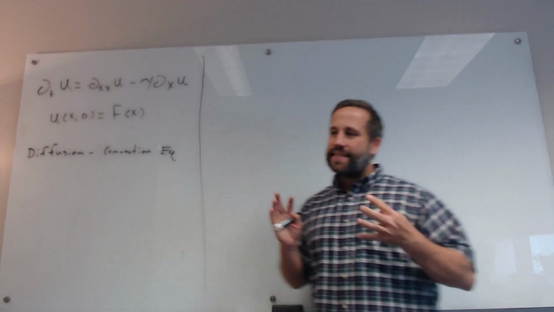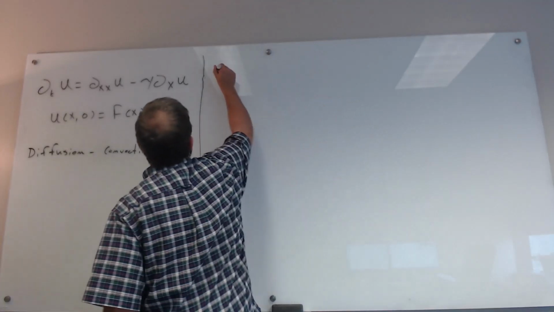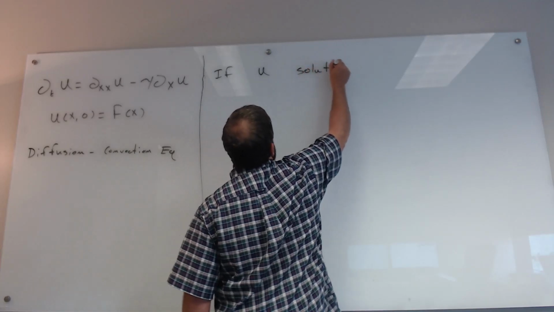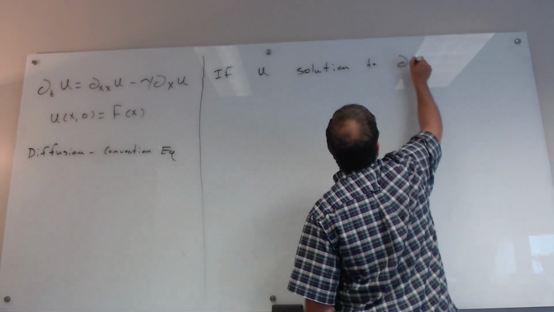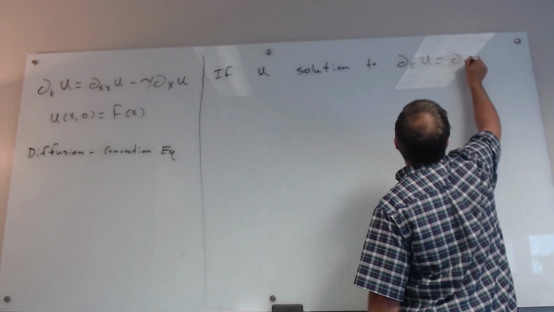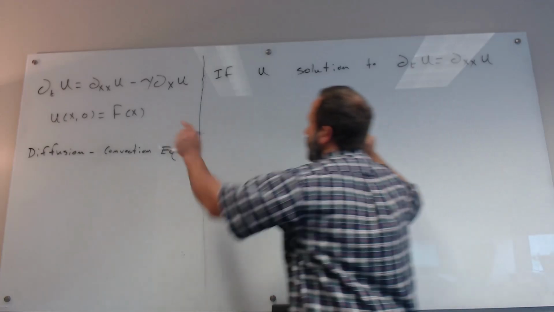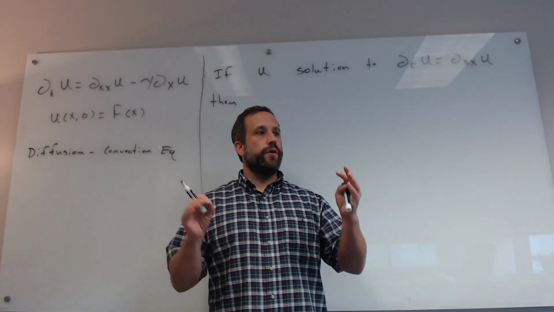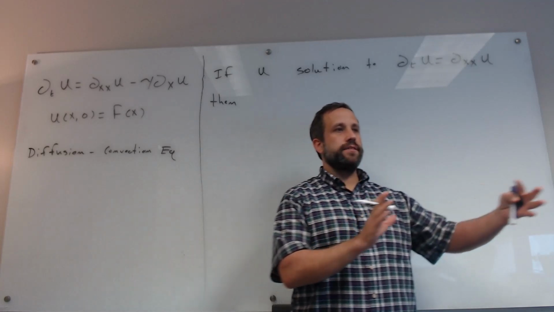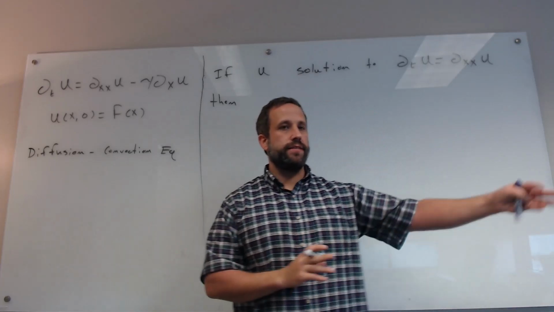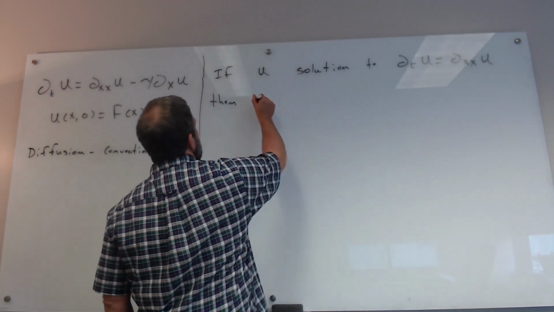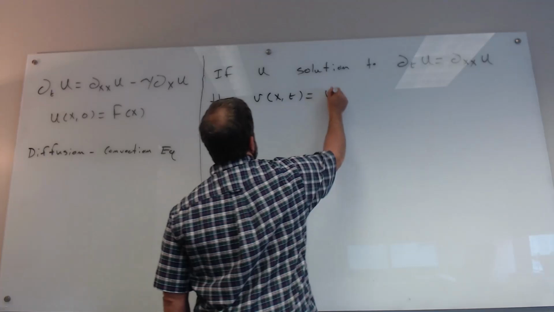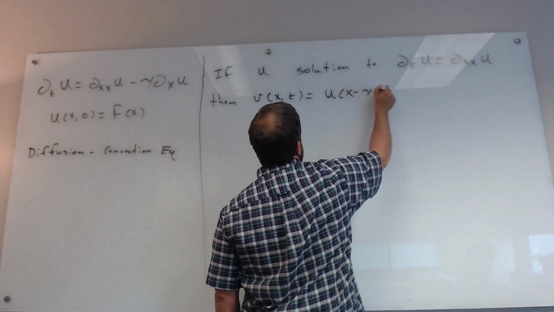So it seems like if U is a solution to the diffusion equation, the t derivative of U equals the double x derivative of U, then the solution to the diffusion convection equation is just going to be that solution, but one that's being translated at gamma meters per second or whatever it is along the x-axis. Then I'm going to call it V of x, t equals U of x minus gamma t.